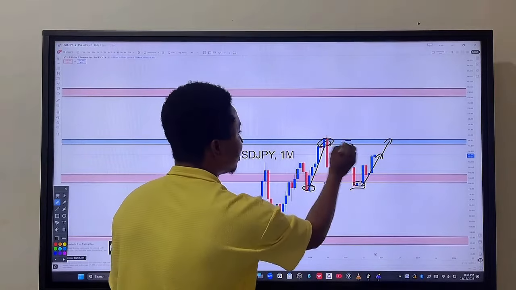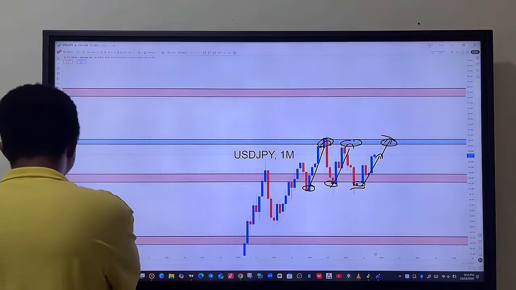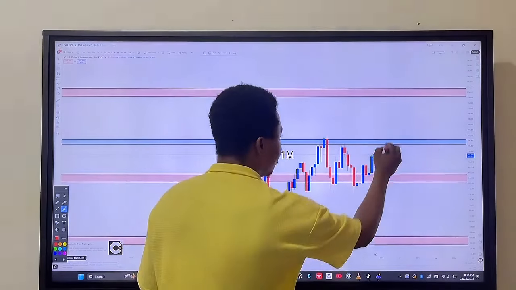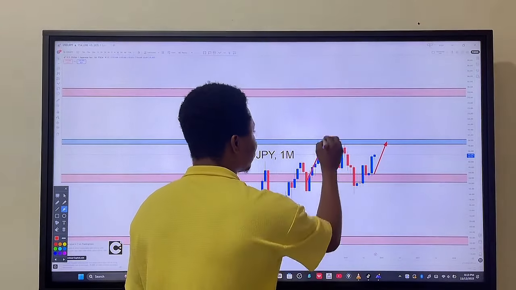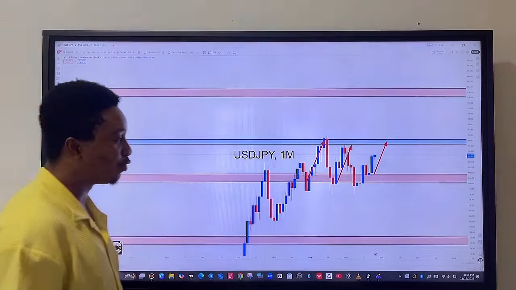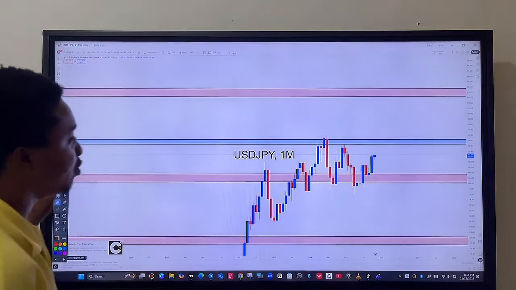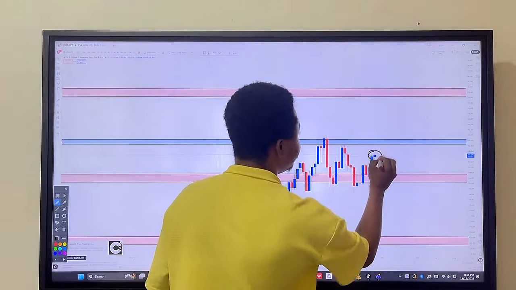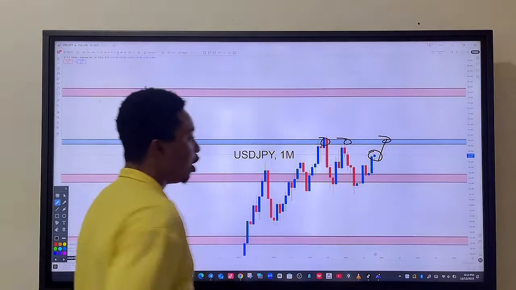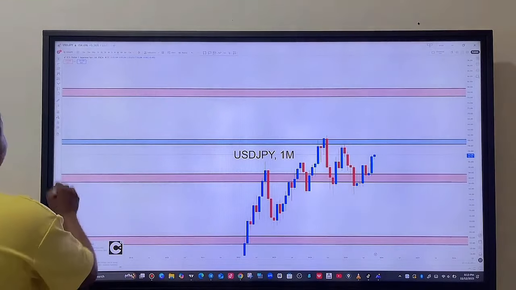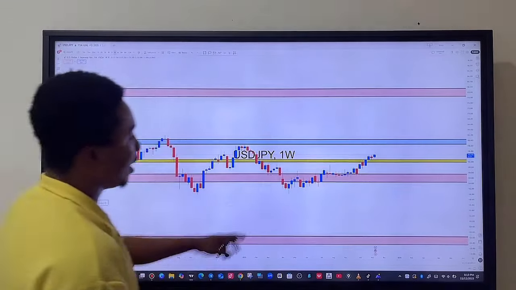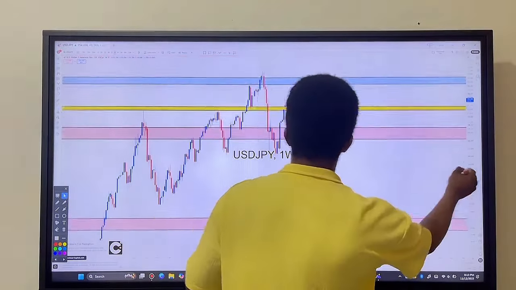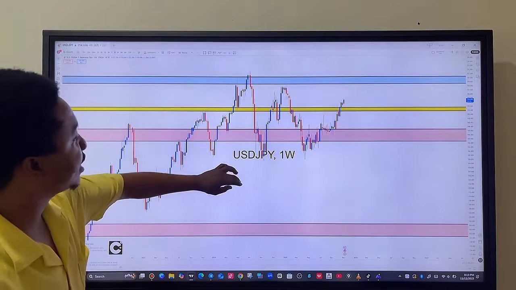So USD JPY price is heading all the way to a resistance level, as it has already been doing from the past. So USD JPY, let's look for entries here to this one resistance level of the monthly. All right, let's take it again to the weekly and continuously break it down. Okay, so this is the weekly time frame of USD JPY.